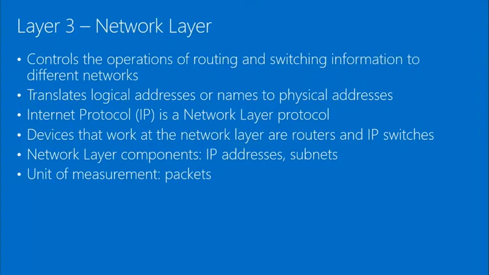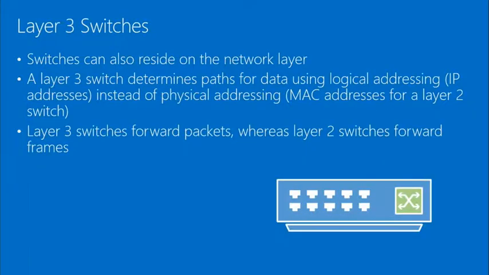Devices that work at this layer are routers and IP switches. Network layer components include IP addresses and subnets, and the unit of measurement at this level is packets. So we talked about layer 2 switches. Layer 3 switches are basically switches that work at the network layer. So now instead of using the MAC address, we use the IP address. They have the same functionality, they just work at addressing at a different layer.